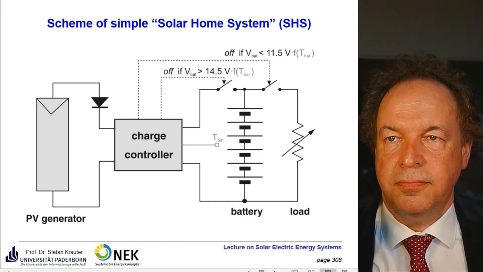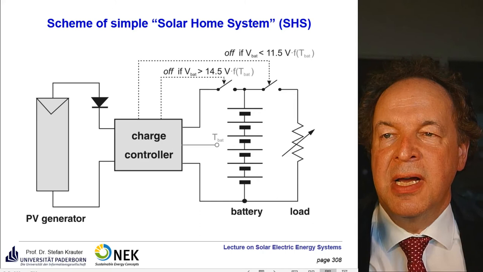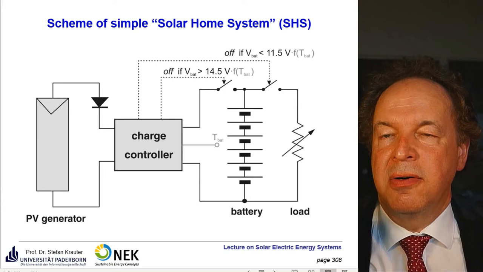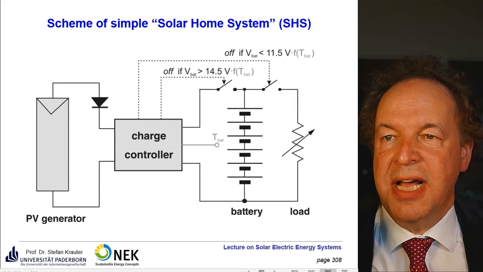This is a setup of a small PV system, an off-grid system, a so-called solar home system. You have the PV generator on the left, then the charge controller in between. You have a kind of string diode, or let's call it a blocking diode, that allows electricity to come out of the PV generator into the charge controller and not vice versa. So it acts as a valve.